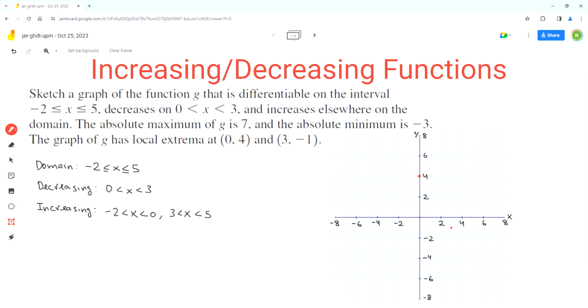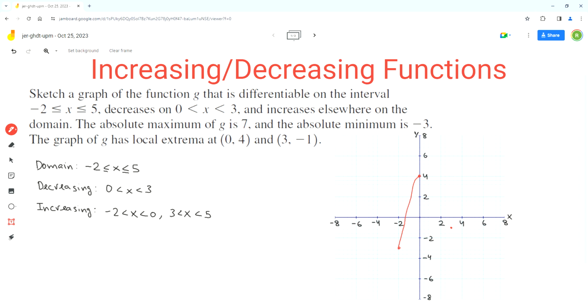Now since we are given that the absolute minimum is -3, and we are sloping the graph upwards in this interval from -2 to 0, we can show the absolute minimum -3 as the starting point for this part of the graph. So our starting point will be (-2, -3). And now we can show our graph as a curve that starts at x equals -2 and goes all the way up to x equals 0. So this can be our first part of the sketch.